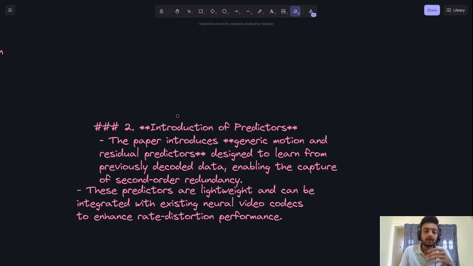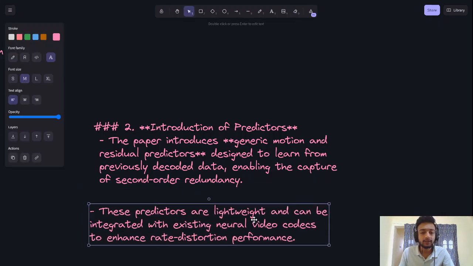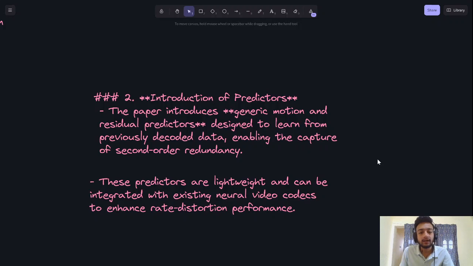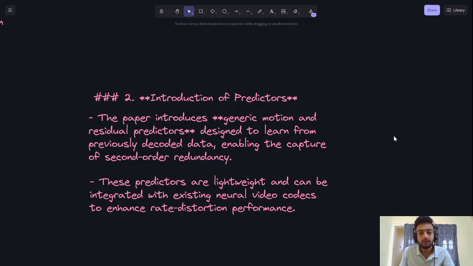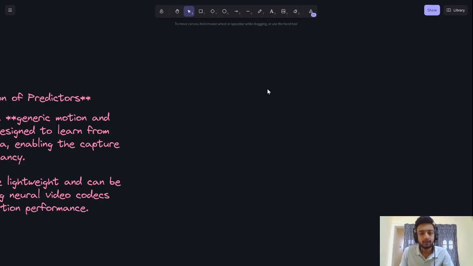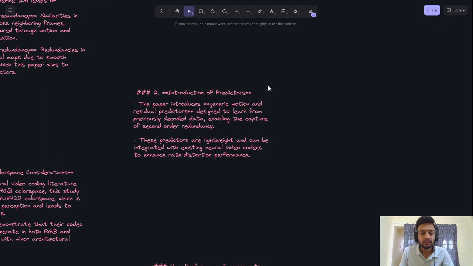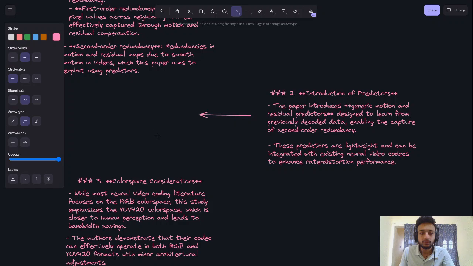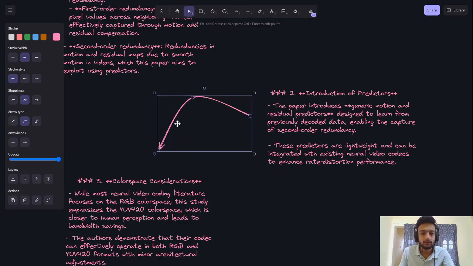These predictors are lightweight and can be integrated with existing neural video codecs to enhance the rate-distortion performance. So as you guys know, there are some distortion errors, so these predictors are used for that. After that, we'll quickly jump on to the second topic.